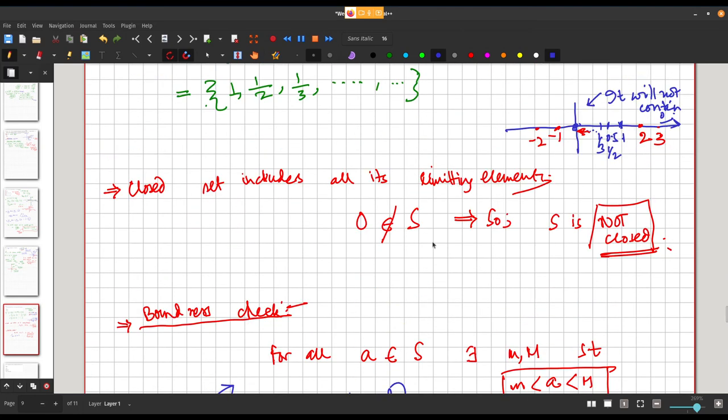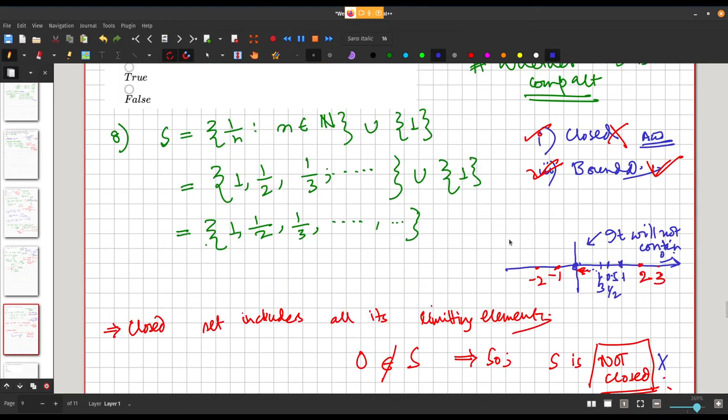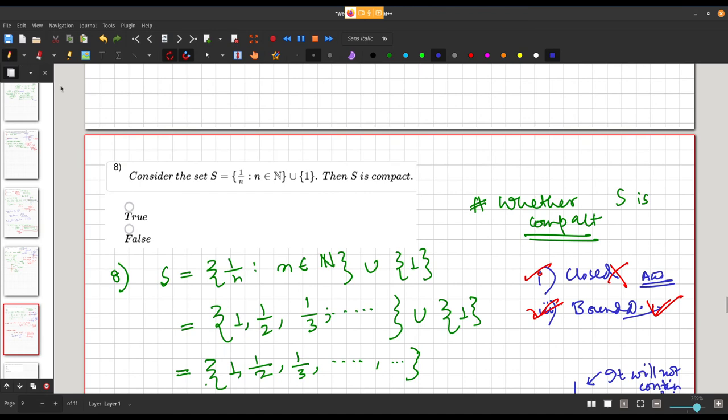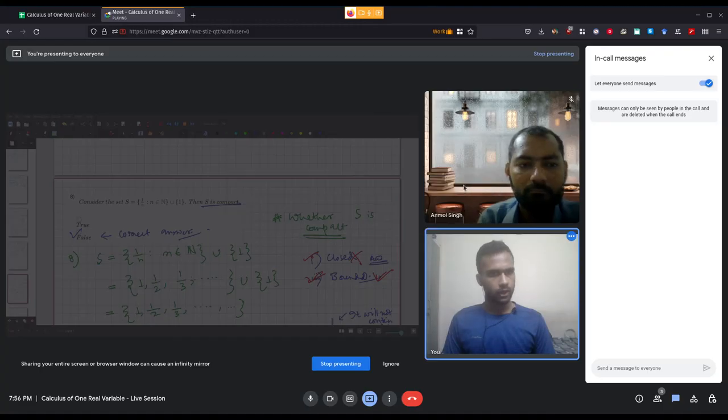This will be a bounded set, but it is not compact, sorry, not closed. So by definition, this is also not compact. So this is false, and the correct answer is this. Okay, so any questions about that?